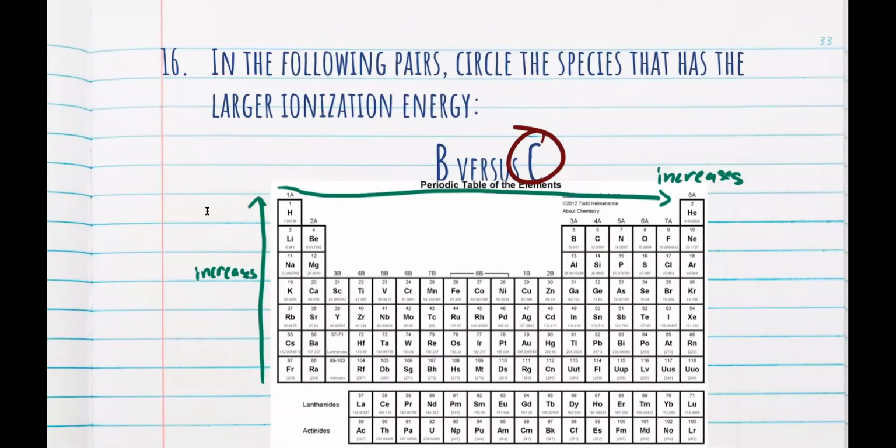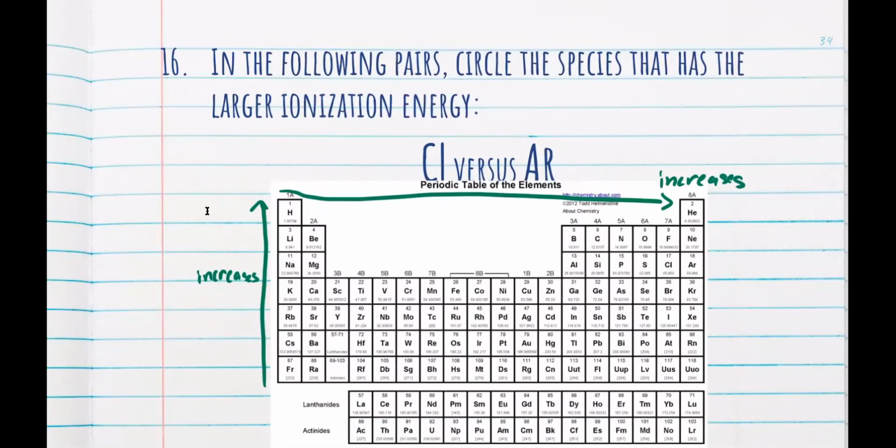Move on to our next one. Here we have chlorine and argon. So which one's going to have the higher ionization energy? Argon is closer to the right. So argon is going to have the larger ionization energy.